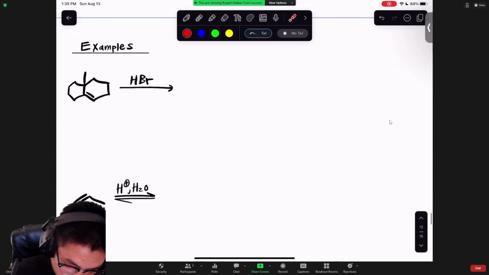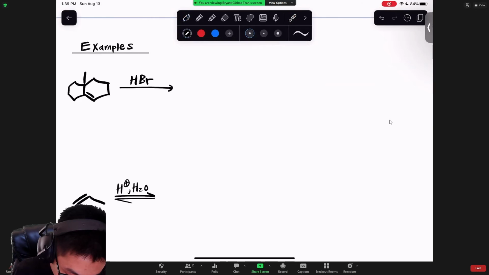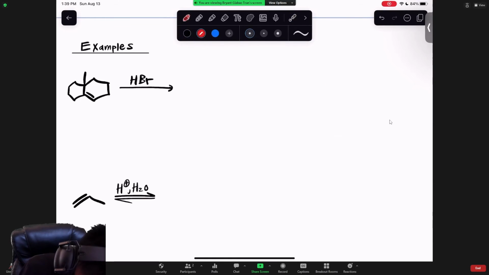So now let's go over some practice problems of this. We see here this carbon will give us the more stable carbocation intermediate. So we are going to use the other side of the alkene to attack that hydrogen.